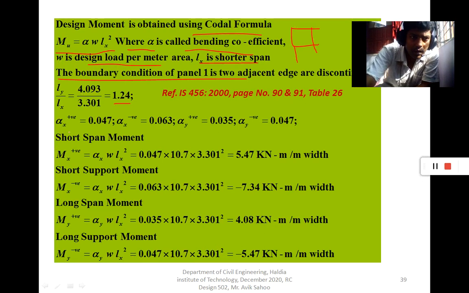Now we compute the bending coefficient using table 26, for this ratio, the positive coefficient along the shorter direction and along the longer direction. So alpha x value is 0.047. How do you get it?